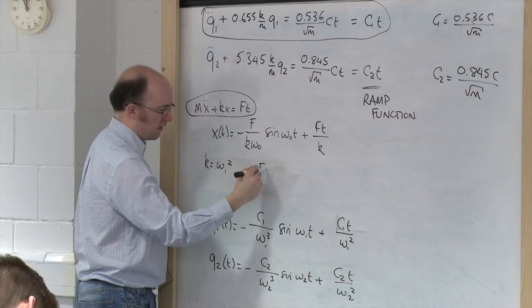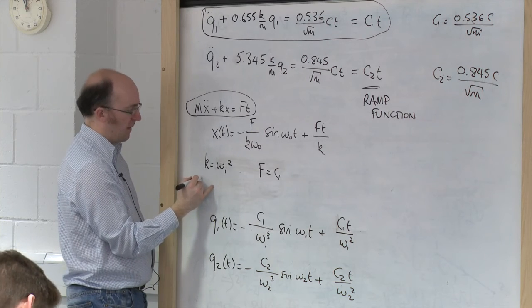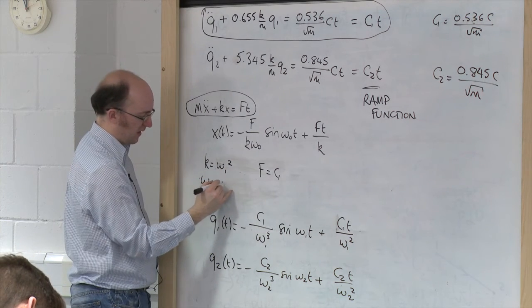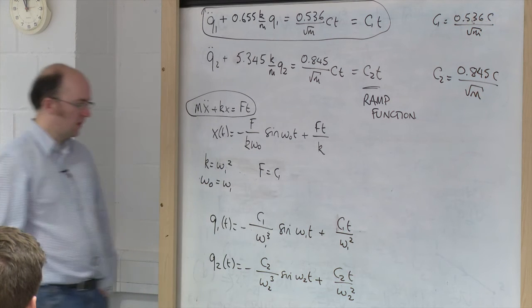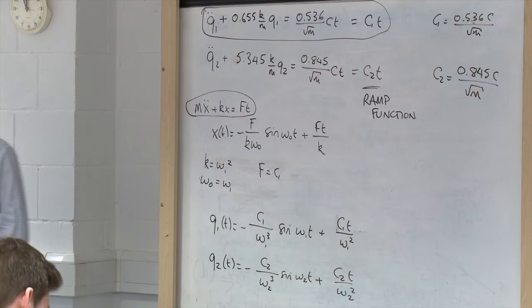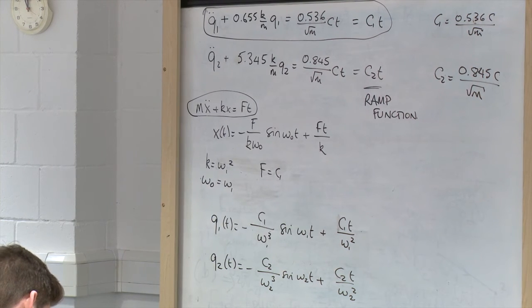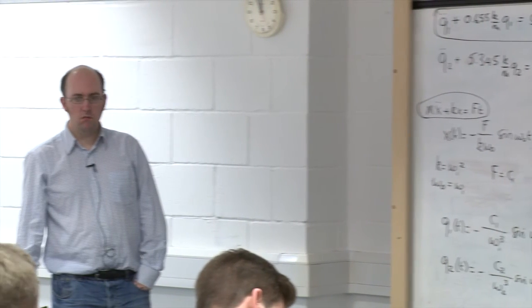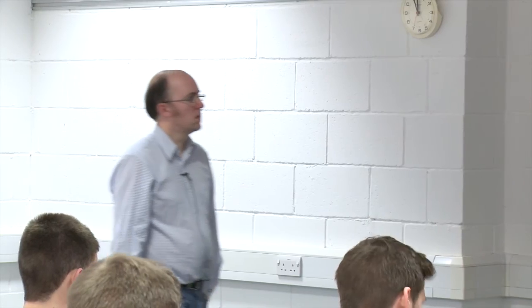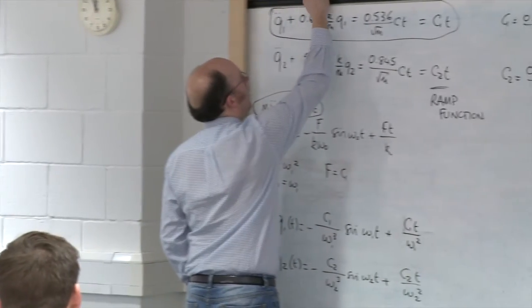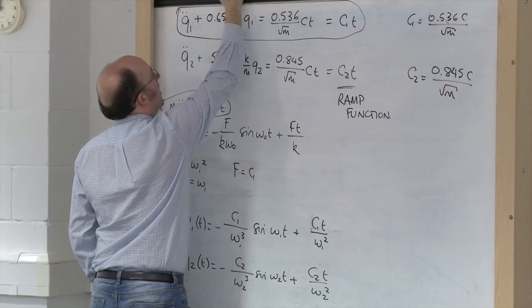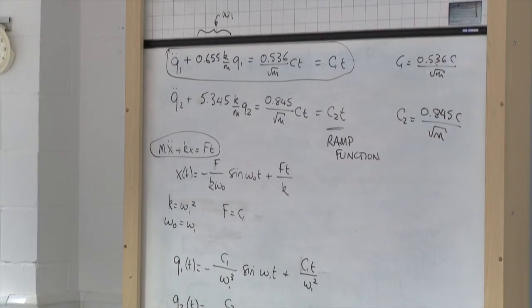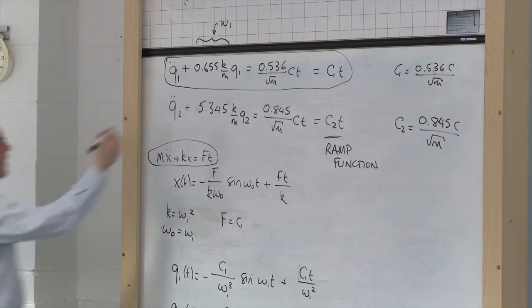We know that F is C1. And we know that omega 0, because that features in this equation, is going to equal omega 1. Is that clear? And that's because this term here is omega 1, sorry, omega 1 squared, yep.